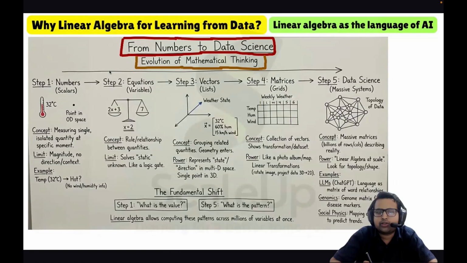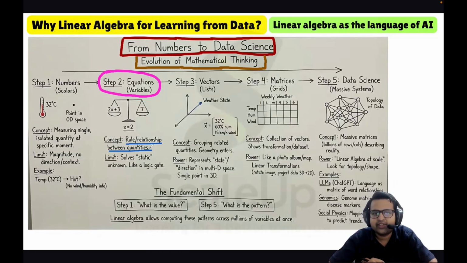Then we came across equations, the variables. Equations mean dealing with the relationship between the numbers. The concept of equations is the rule or the relationship between quantities. So identifying a rule or a relationship between two or more quantities is what an equation is. Then we started measuring the relationships.